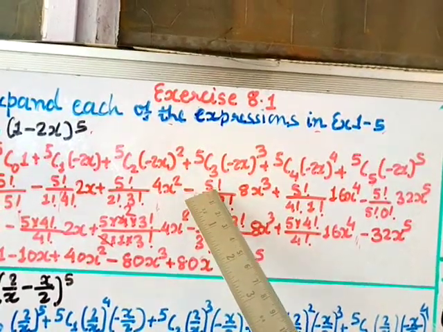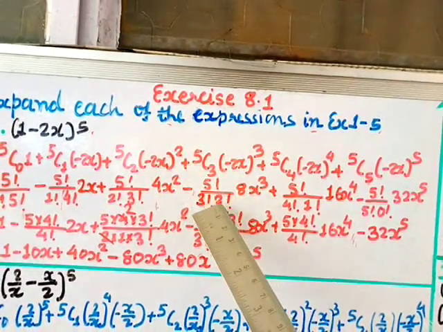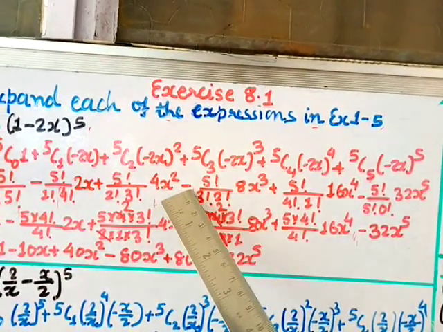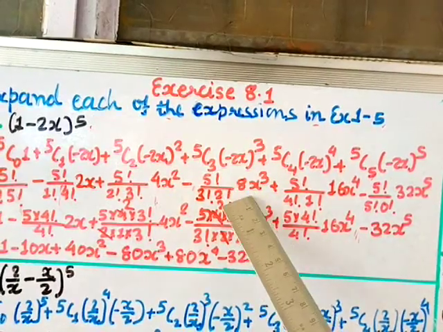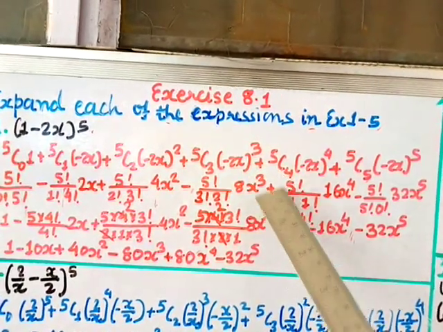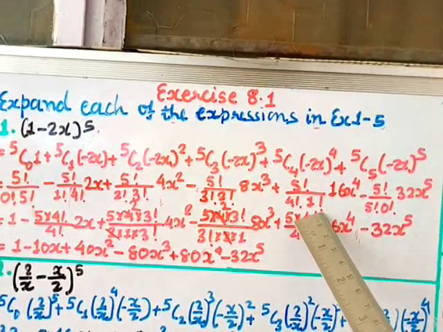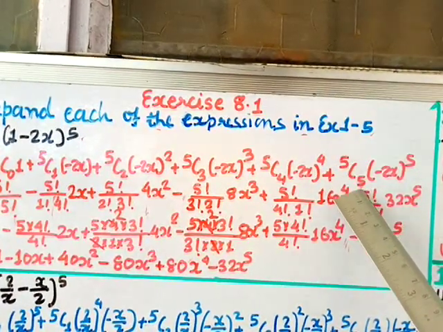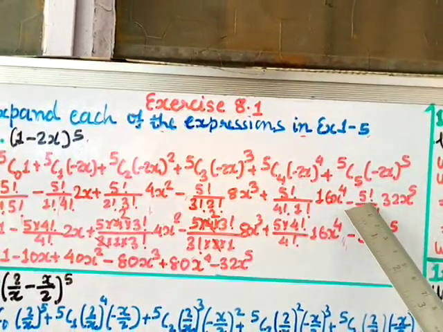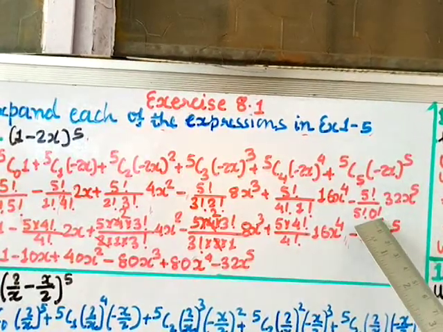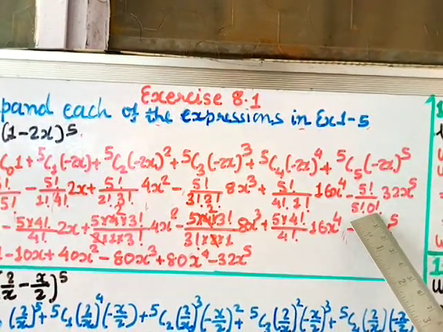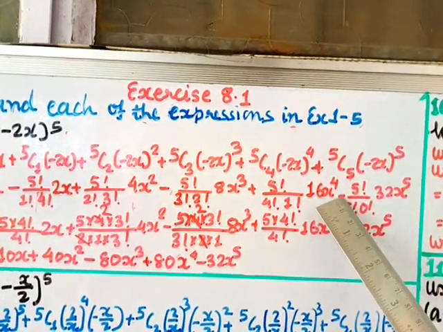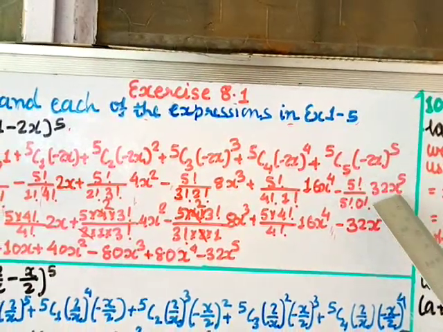Here 5C3, that is 5 factorial divided by 3 factorial, and 5 minus 3 is 2 factorial, minus 2 power 3. So it is odd number of negative power, so here will come minus, and 2 power 3 is 8 and x cube. Plus 5 factorial divided by 4 factorial into 5 minus 4, that is 1 factorial, and minus 2 power 4 is 16, it is positive, and x power 4. Here 5C5, that value is actually 1, but I am writing here 5 factorial divided by 5 factorial into 5 minus 5, that is 0 factorial, which is 1, and minus 2 power 5, that is odd number, so minus will come here. And 2 power 5 is 32 and x power 5.